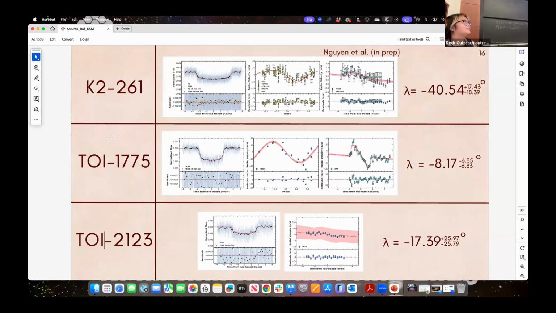And we've used our combined datasets in a joint fit, and the preliminary results are displayed here. So on the left side, we have the archival photometry. The middle plot is of the archival RV measurements, and then the right side is our observations with one additional RM observation from Knudstrup et al. 2024. You notice that K2-261 is misaligned, while TOI-1175 and TOI-2123 are aligned.